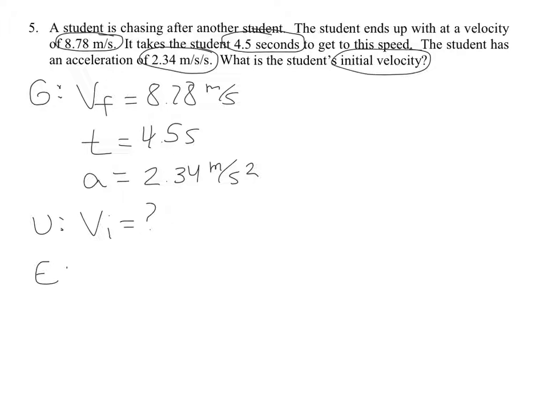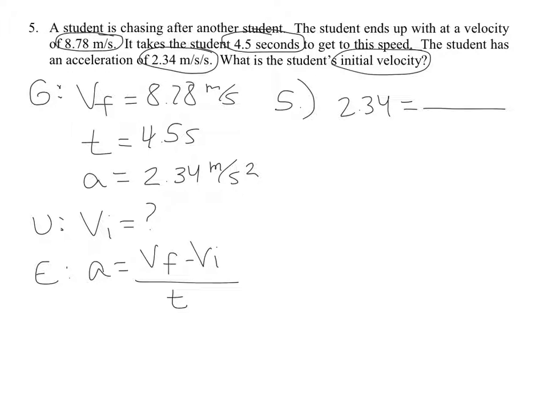But lucky for us, we already know there's an equation that relates all of these together, and that is acceleration is equal to final velocity minus initial velocity over time. All right, well, let's start plugging in some of those numbers. For my acceleration, I have 2.34. For my final velocity, I have 8.78 meters per second. I do not have my initial velocity. I'll have to solve for that. But my time is 4.5 seconds.